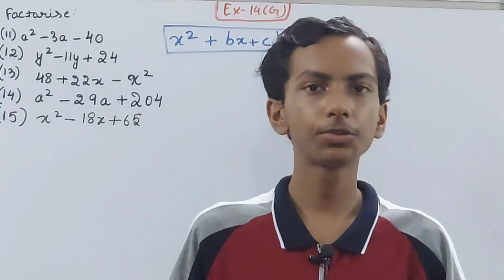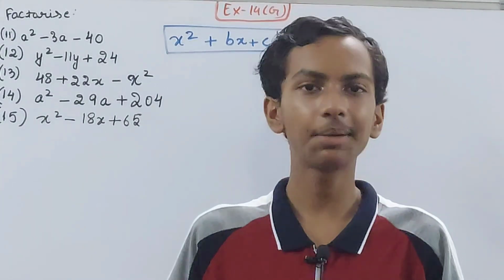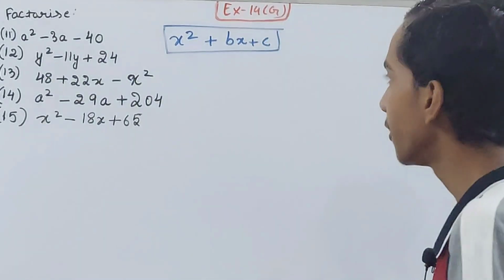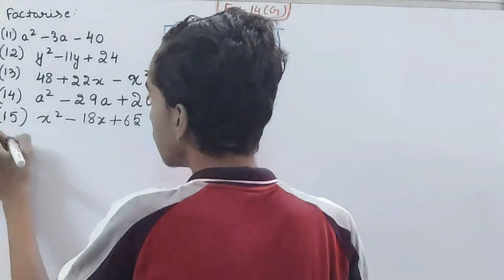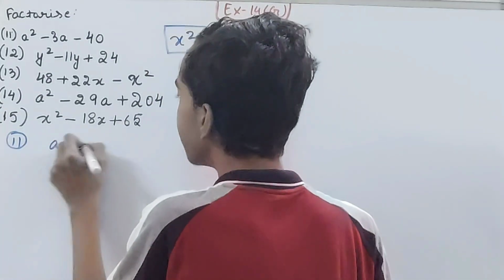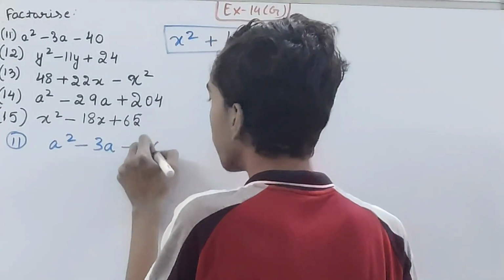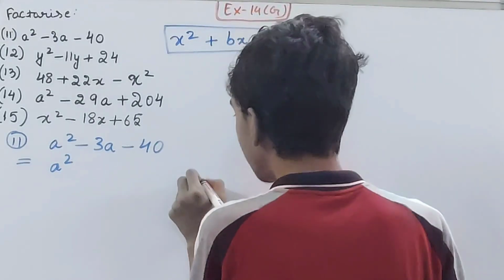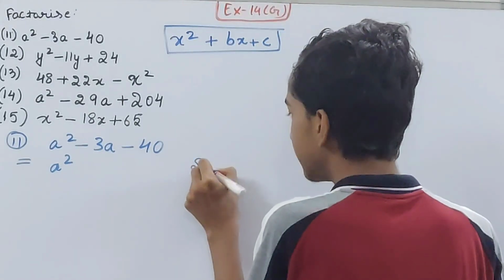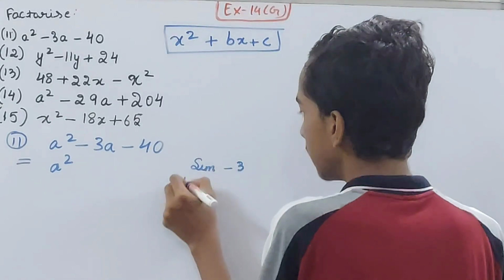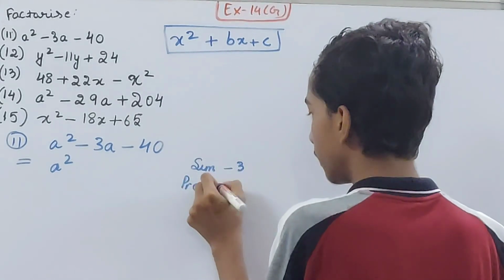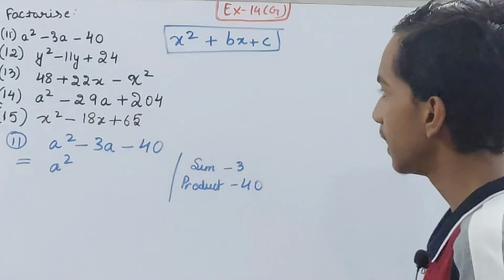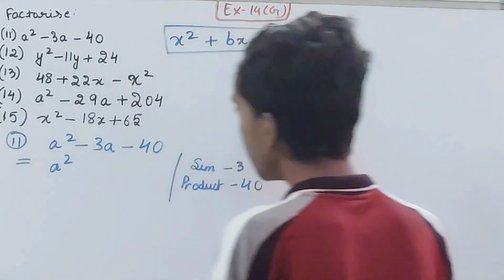In this video, we are going to solve ICSE Mathematics Class 8 Chapter 14 Factorization Exercise 14G questions 11 to 15. The 11th question says a square minus 3a minus 40. Split the middle term in such a way that its sum is minus 3 and the product of the two is minus 40. This is your requirement. See here, a square minus 3a minus 40.